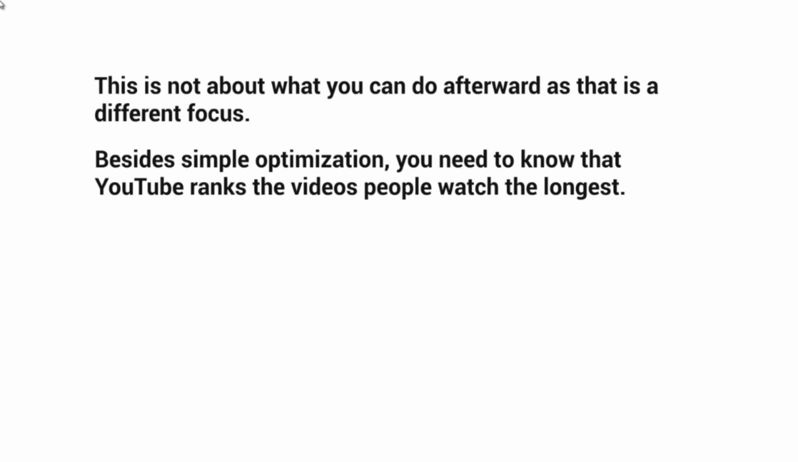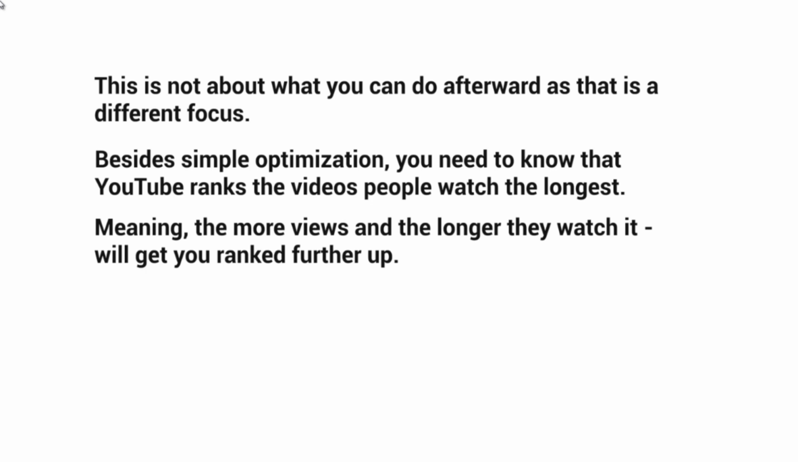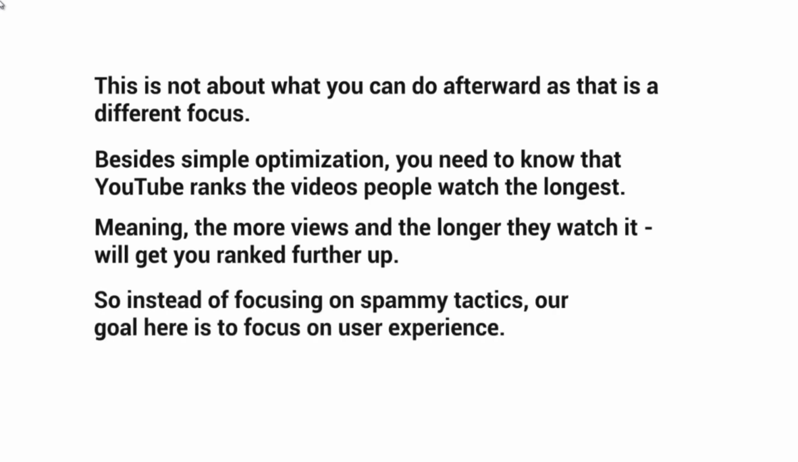So they really look at how long people watch the videos as a whole, meaning the more viewers and the longer that they watch, that will get you ranked further and further up. So instead of focusing on spammy tactics, tons of backlinks, and all of that, our goal here is to really focus on the user experience.